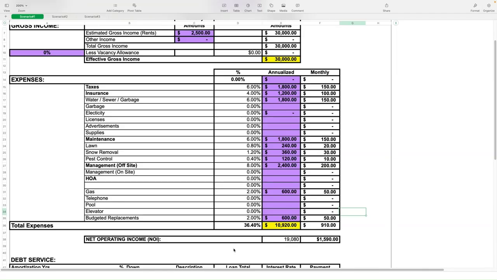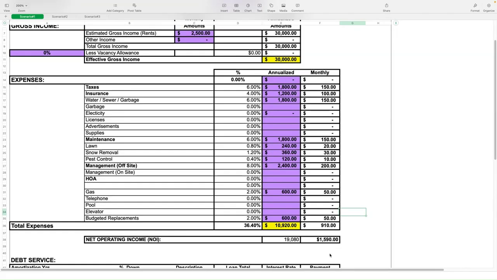Now, net operating income is extremely important because it is the income that the property makes after the expenses are paid. And this is excluding the mortgage. So I'm going to repeat that. Net operating income, also known as NOI, is the income that the property makes after the operating expenses are paid, excluding the mortgage. Okay? So this number is extremely important because you can gauge how well this property is generating income after the expenses are paid.